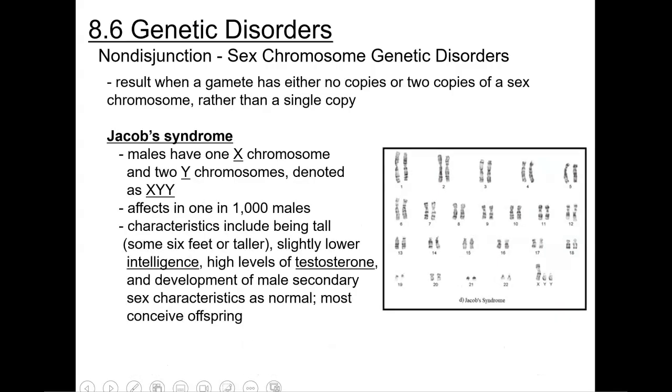Jacobs syndrome is where males have 1 X chromosome and 2 Y chromosomes, and is denoted as XYY. This affects 1 in 1,000 males. Characteristics include being tall, some 6 feet or taller, slightly lower intelligence, high levels of testosterone, and development of male secondary sex characteristics is going to be normal, and most are able to conceive offspring.